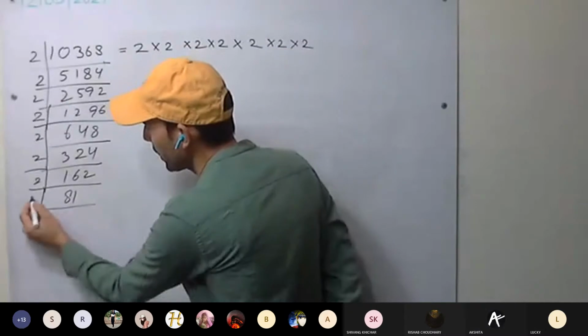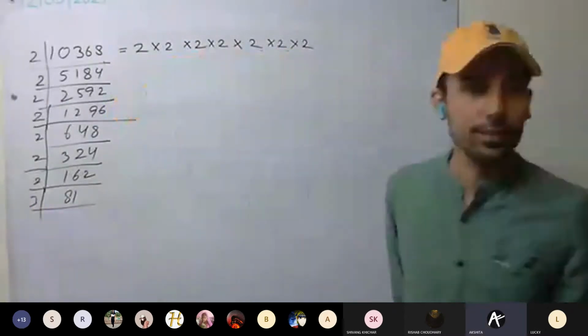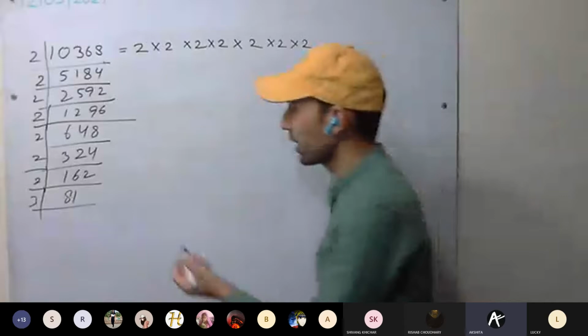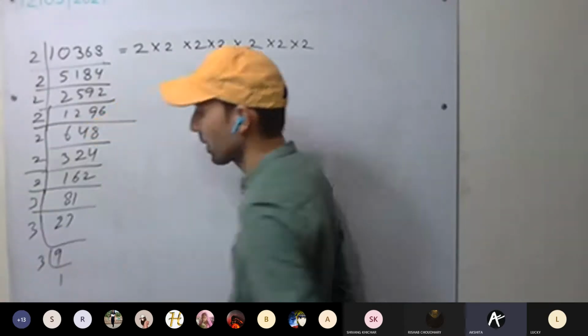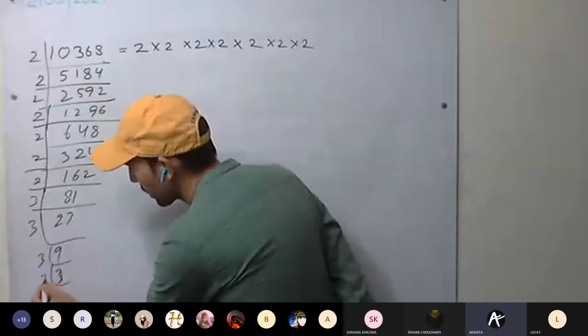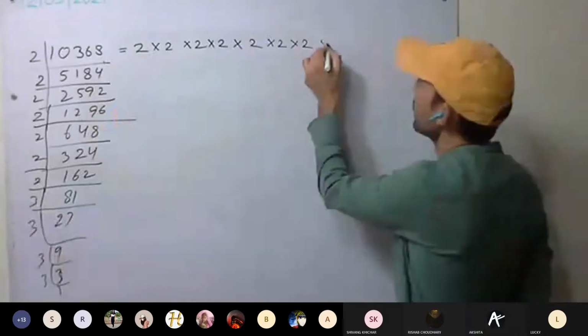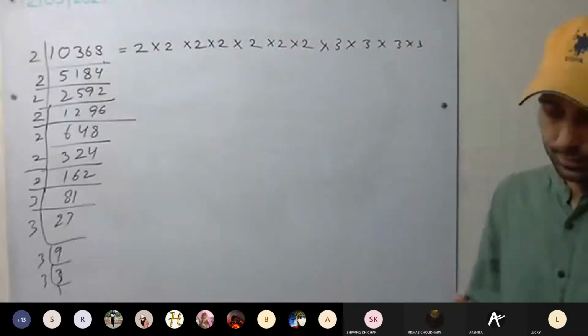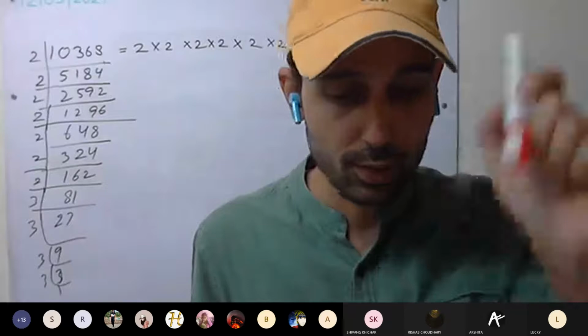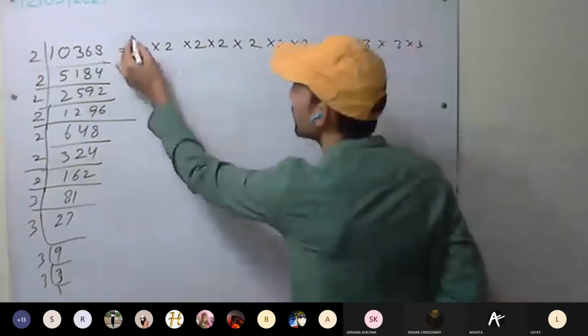81. Okay, now with 3, how much with 3? 27. Again 3, 9, 3, 3, 3, 1. 3 into 3, 3 into 3. Make the pairs and find which one is single.